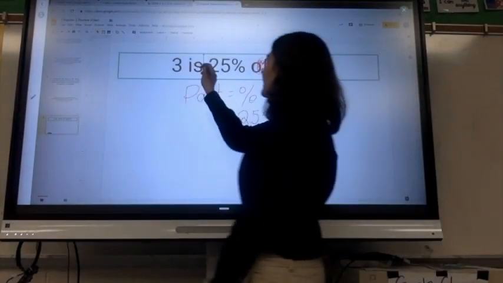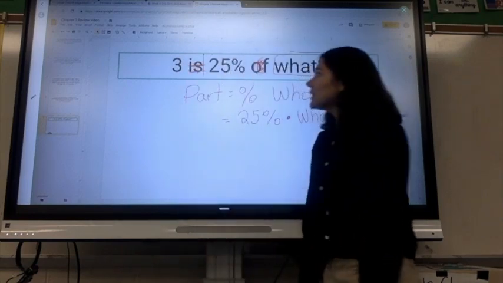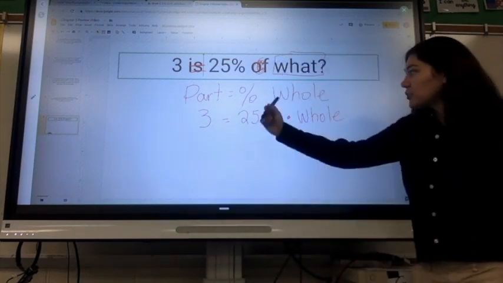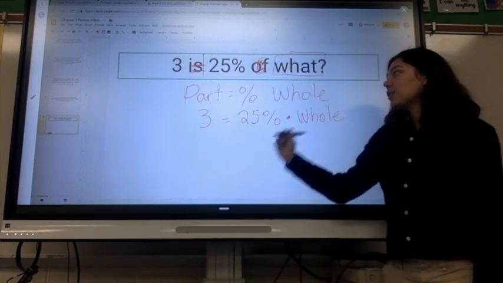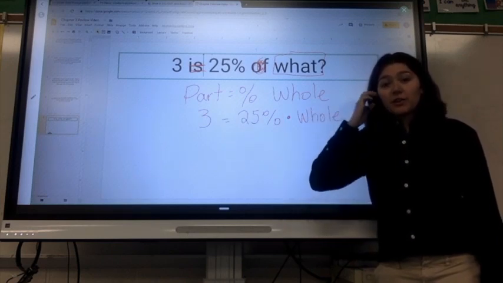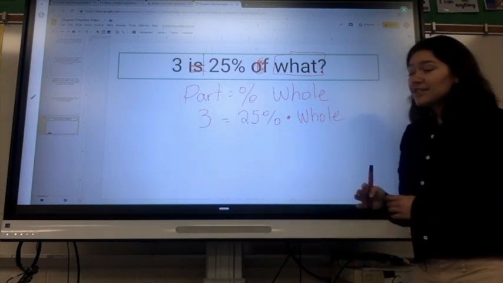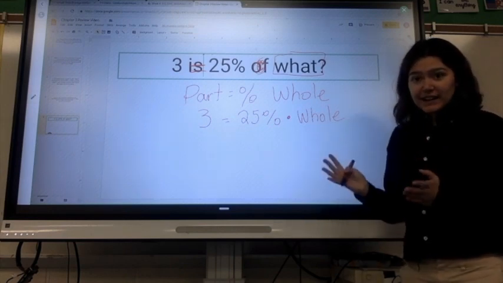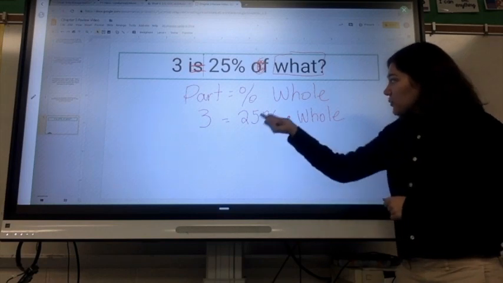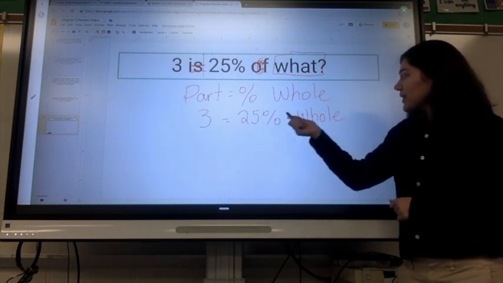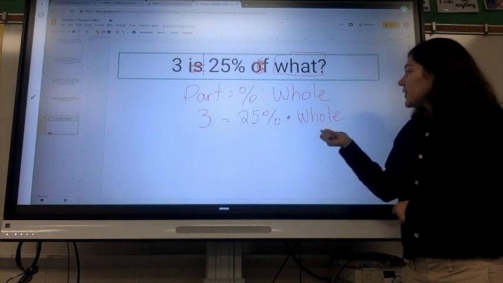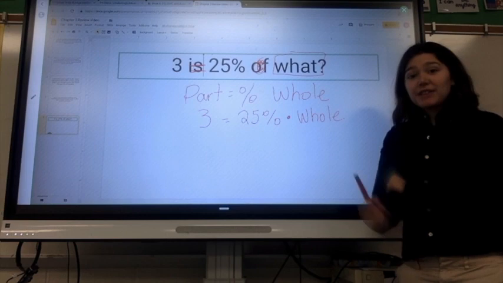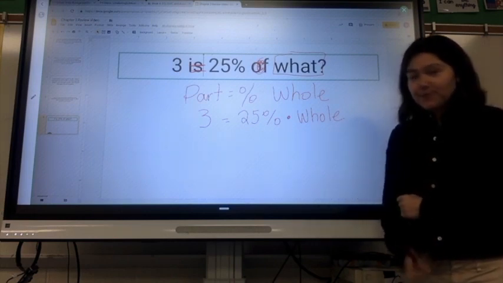And that is equal to, remember, is means equal to in math, 3. So our part is 3. So if we take 25% of some number, we're going to get 3. And we need to figure out what that whole is. To solve these, this is very important, we divide when we're trying to find the whole. Why do we divide? Well, if we have 25% multiplied by a whole, to figure out what that whole is, we have to undo that multiplication by 25%. So we have to divide. We have to do the opposite of multiplication.